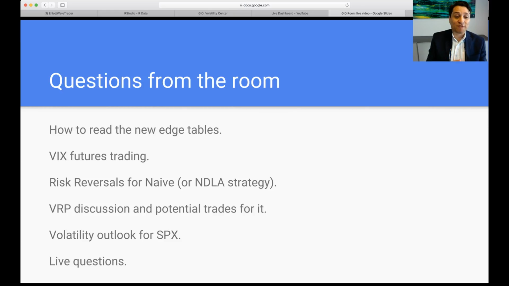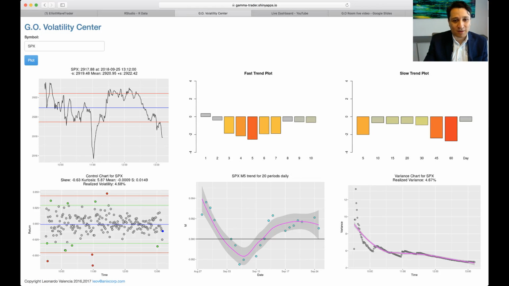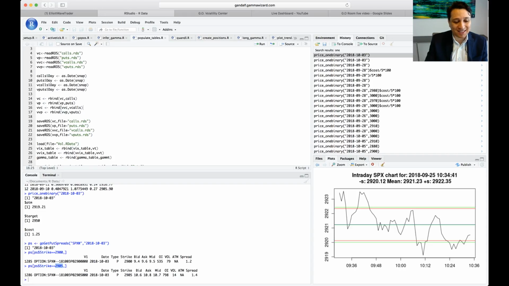Now, let's look at the VRP discussion and potential trades for it. This is another question from one of our members. He wants to look at the variance risk premium. I talk about this all the time, and I have tables that show the variance risk premium now. And the question is, can we profit from it? And the answer is yes. There are ways to profit from the variance risk premium, and one trade that works is precisely this kind of risk reversal. This risk reversal is a great trade that works for VRP, just to pocket the VRP.